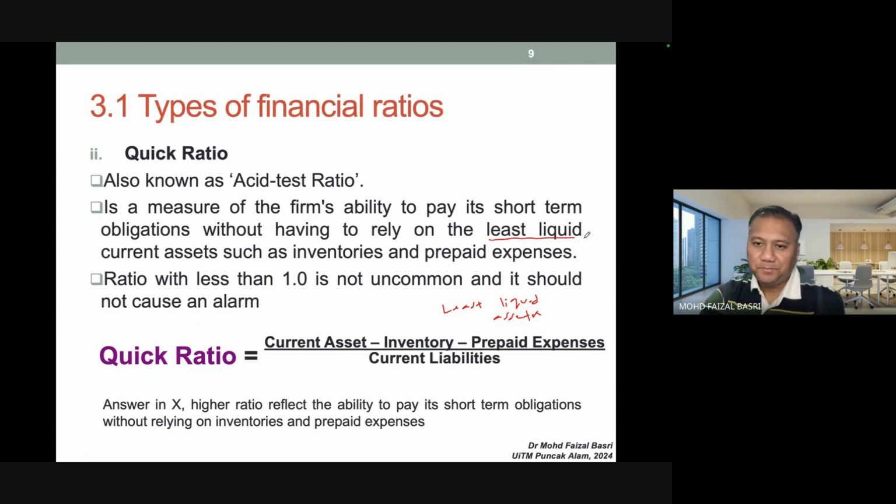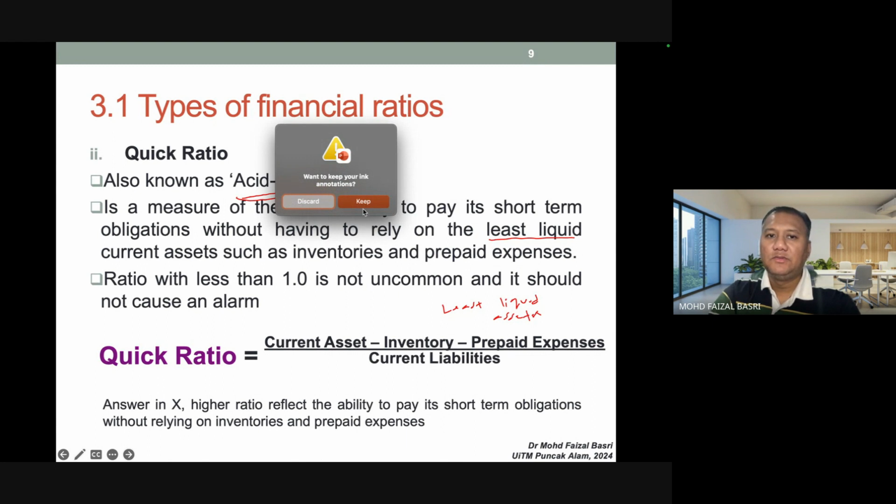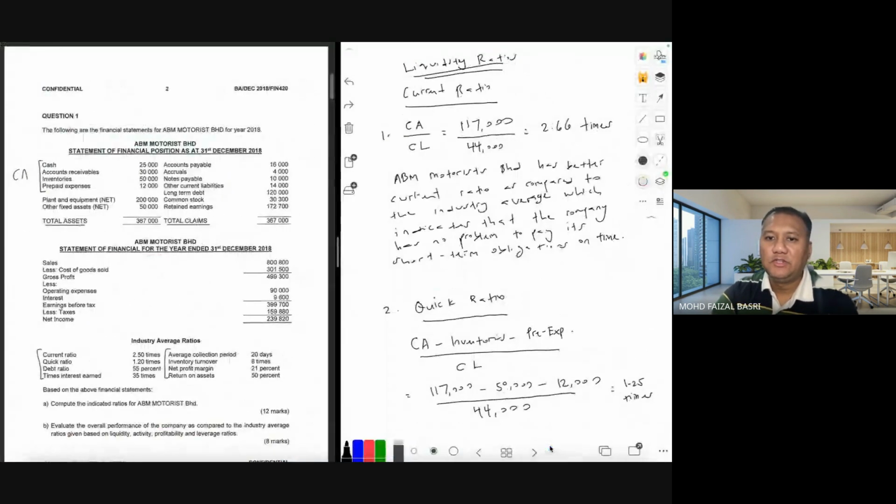Right, so that's why in order to really test the companies, that's why nama lain daripada quick ratio is called acid test ratio. So ni nama lain dia. So we remove this to see how well the company can take the impact. Okay, kalau tanpa adanya inventory dengan prepaid expenses. So in this case, untuk soalan yang tadi, the company still has no problem lah in order to pay dia punya short term obligations. Okay, still ada 1.25, still above 1. So it shows no issues for the company.